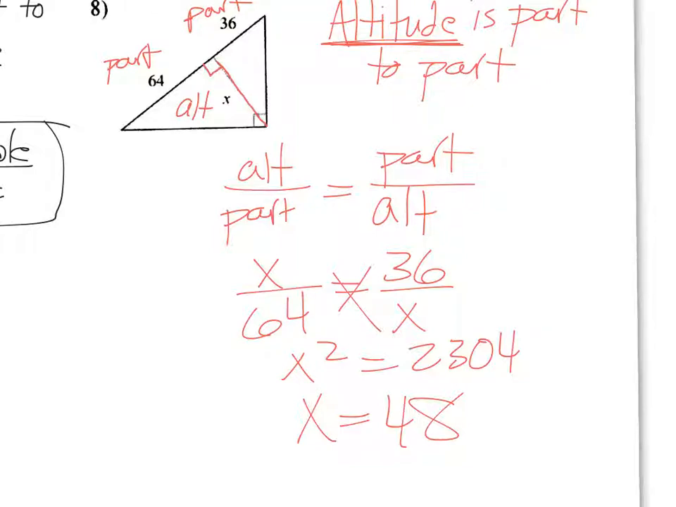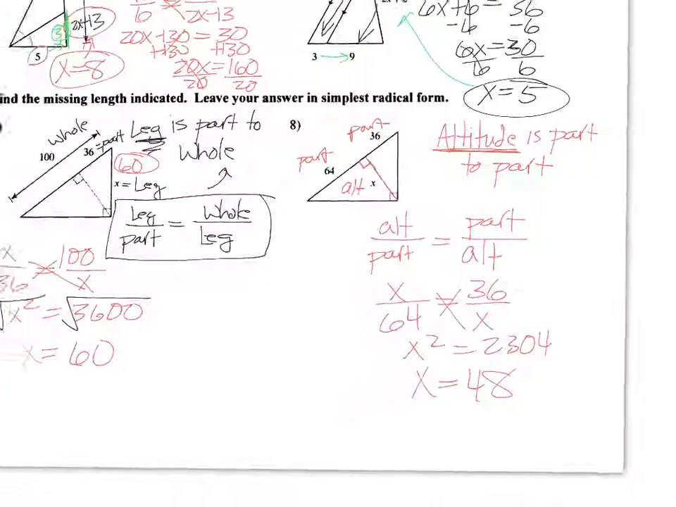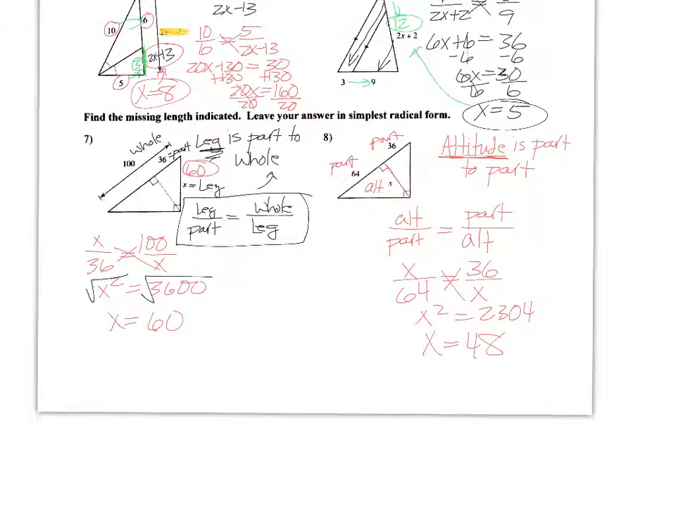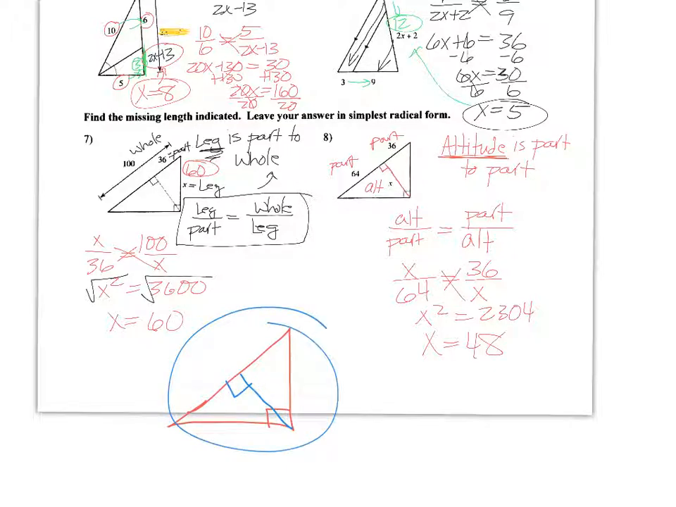Okay. So remember those two sentences. Those are special cases here. Leg is part to whole. Altitude is part to part. What we're looking for in those particular problems is when you have a right triangle and then you have an altitude from the right angle. That's the kind of picture we're looking for when we need to apply these two sentences.